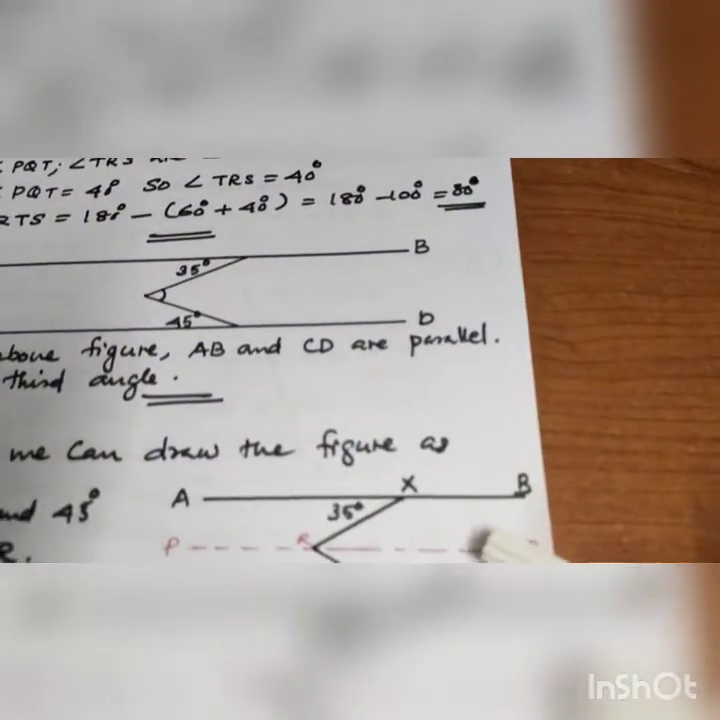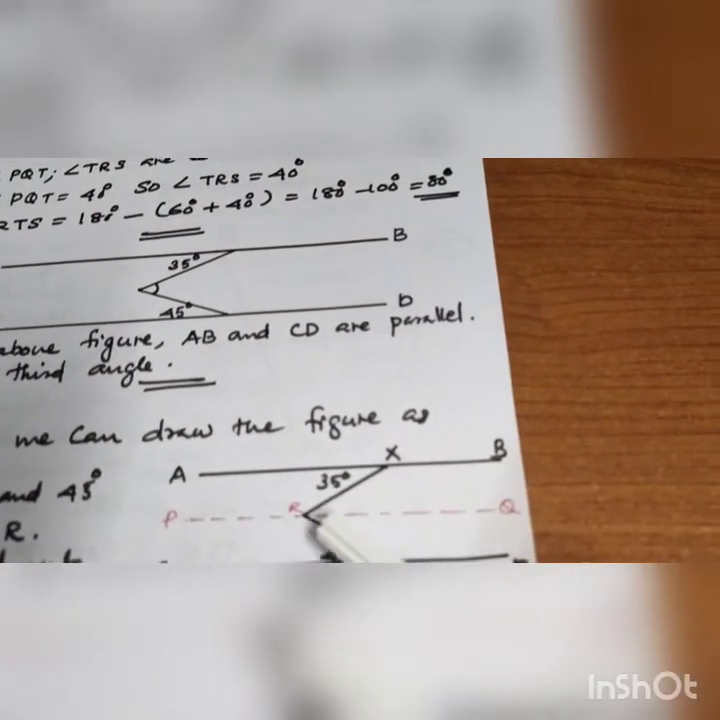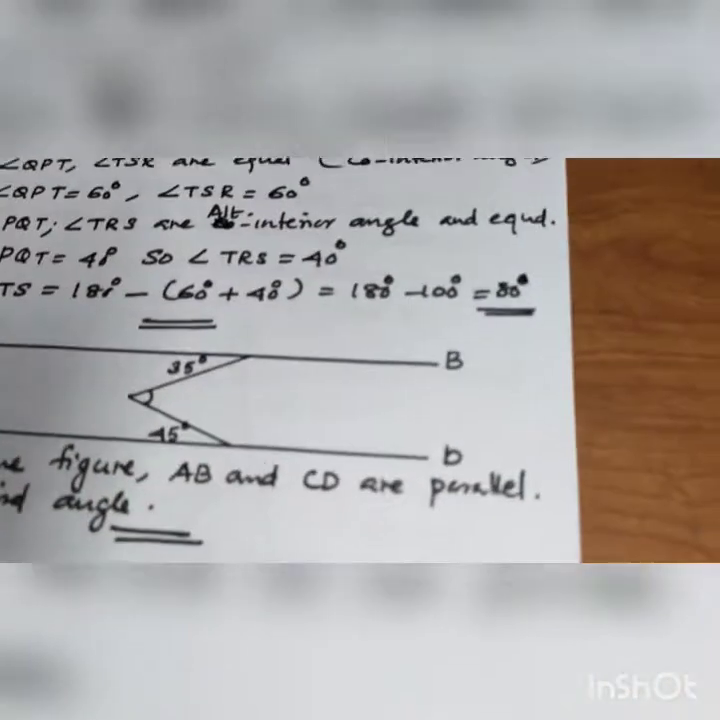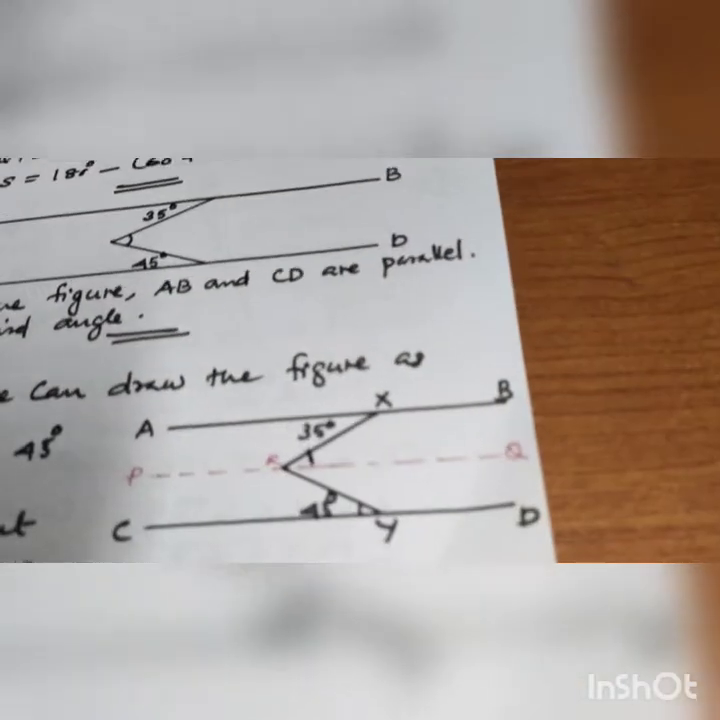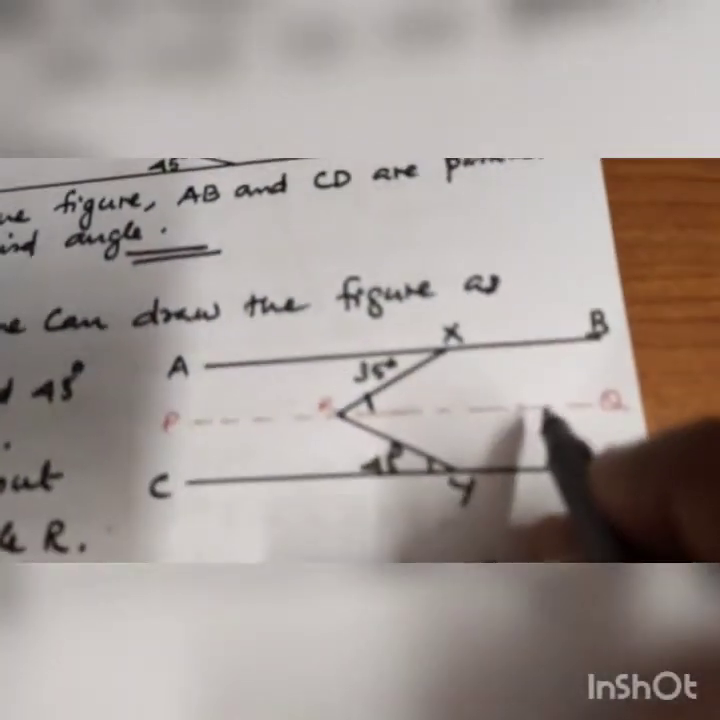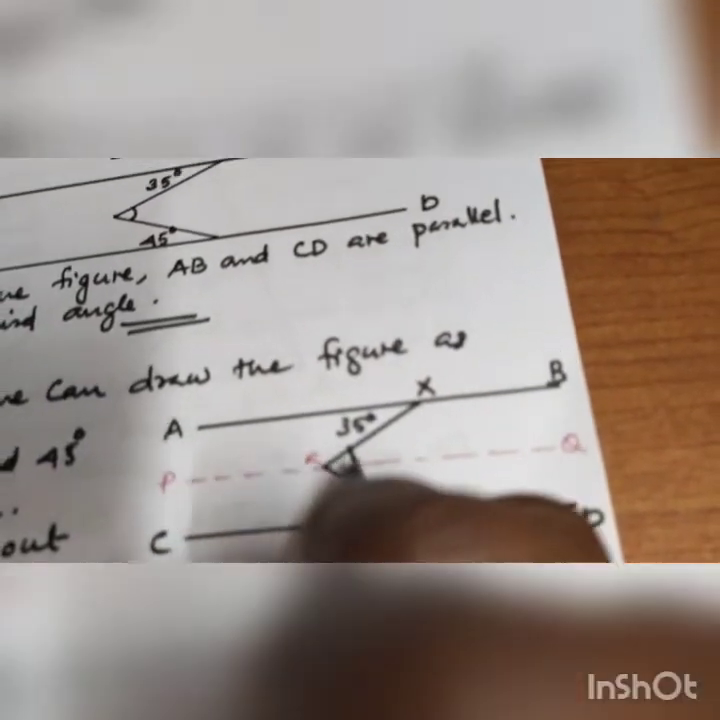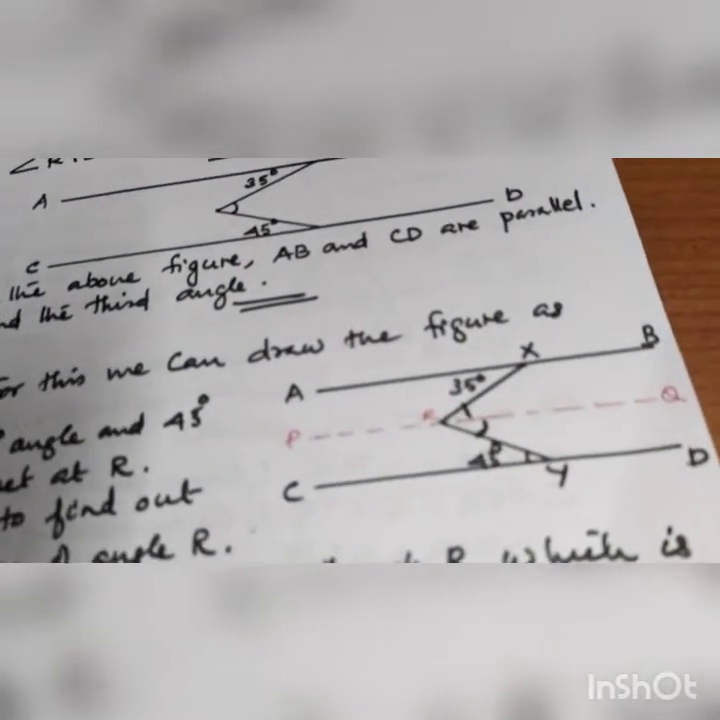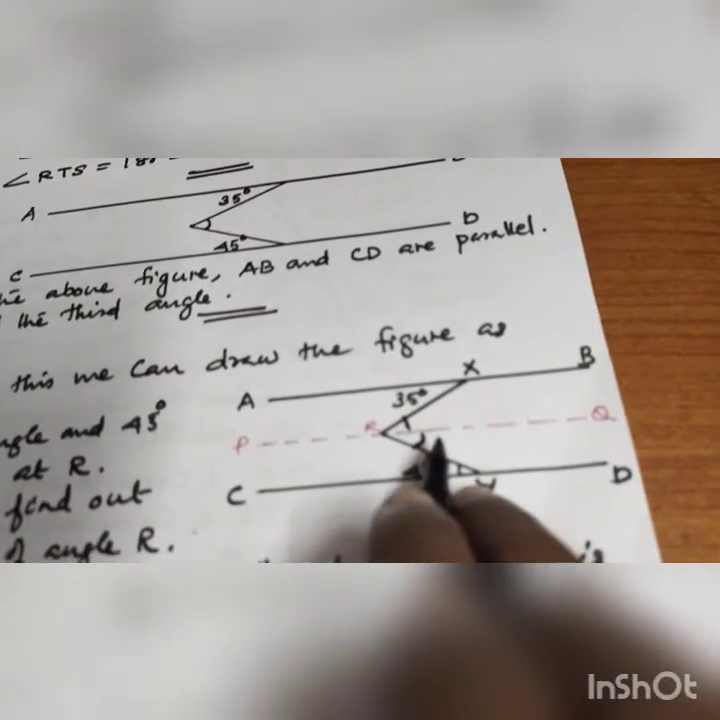Once again, first consider these two parallel lines, and this is 35 degrees, then half of R is 45. This much portion is 35. Then in the second, PQ and CD are parallel. Then 45 degrees and this much are alternate interior angles, and they are equal. Therefore, this is 35 and this is 45.